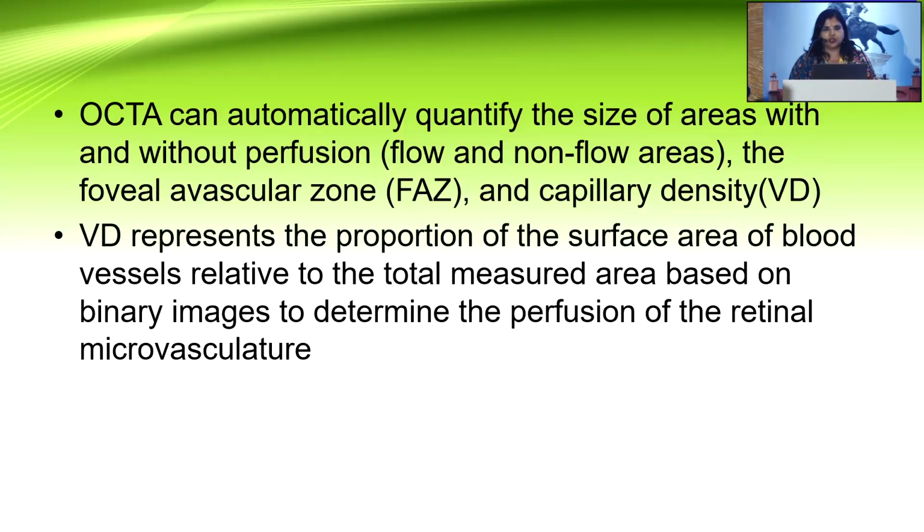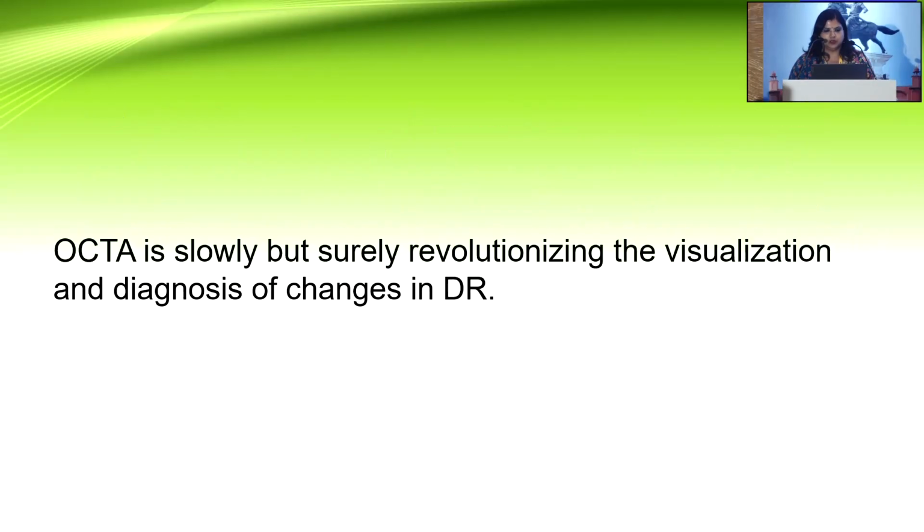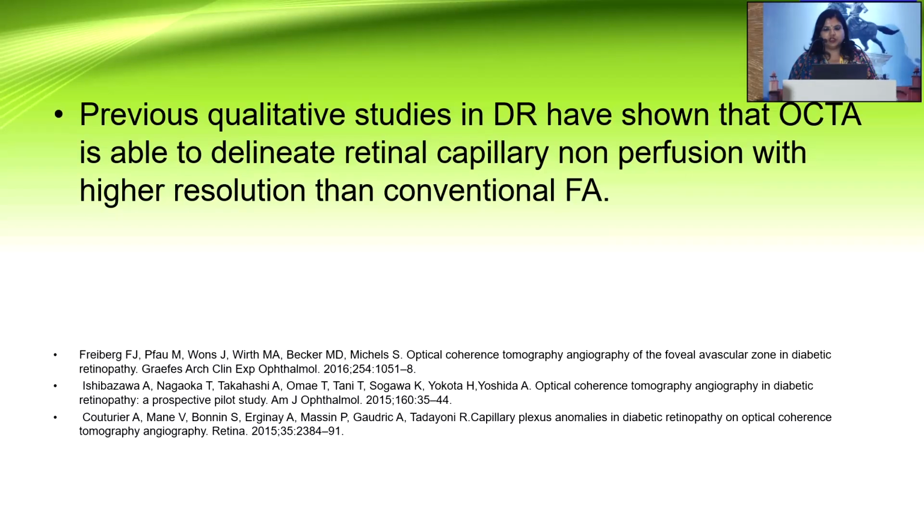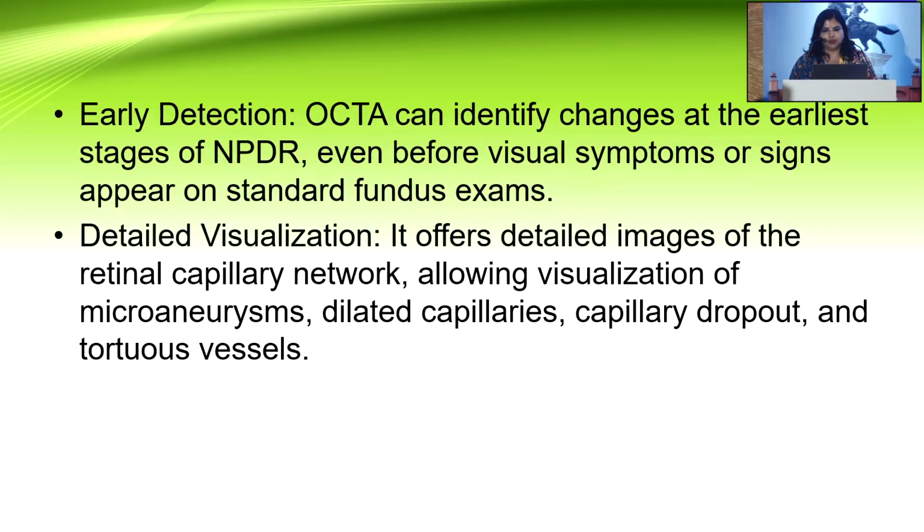So VD actually represents the proportion of the surface area of blood vessels relative to the total measured area based on binary images to determine the perfusion of retinal microvasculature, which is very important in cases of diabetes. So previous studies have shown that OCTA is able to delineate retinal capillary non-perfusion with higher resolution than the conventional FA. In early detection, it can detect changes at the earliest stages of NPDR, even before the visual symptoms or signs appear on standard fundus examination.